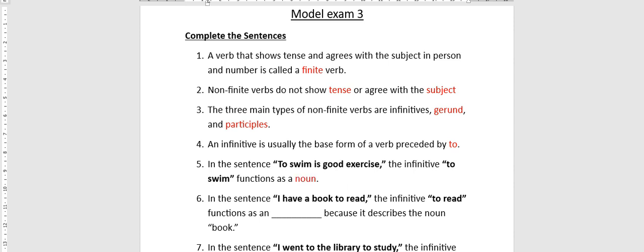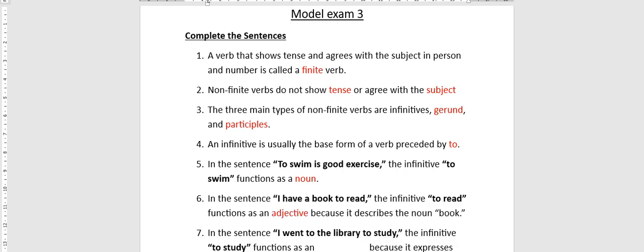Okay, in the sentence 'I have a book to read', the infinitive to read functions as an adjective because it describes the noun book. When an infinitive describes a noun, it acts as an adjective.